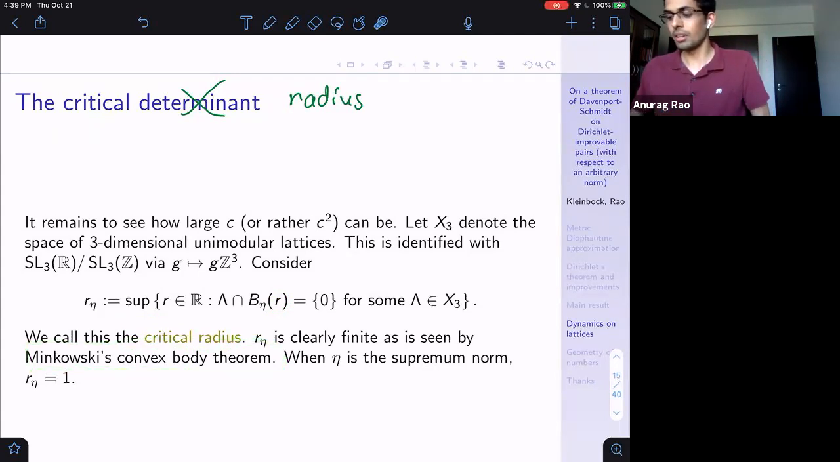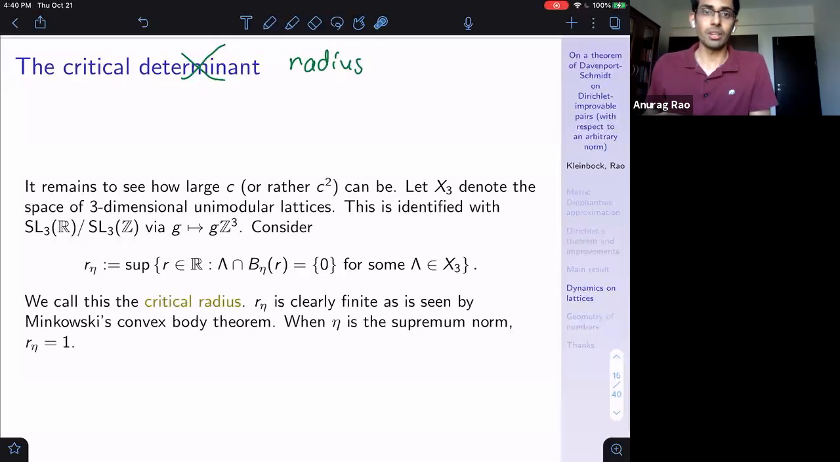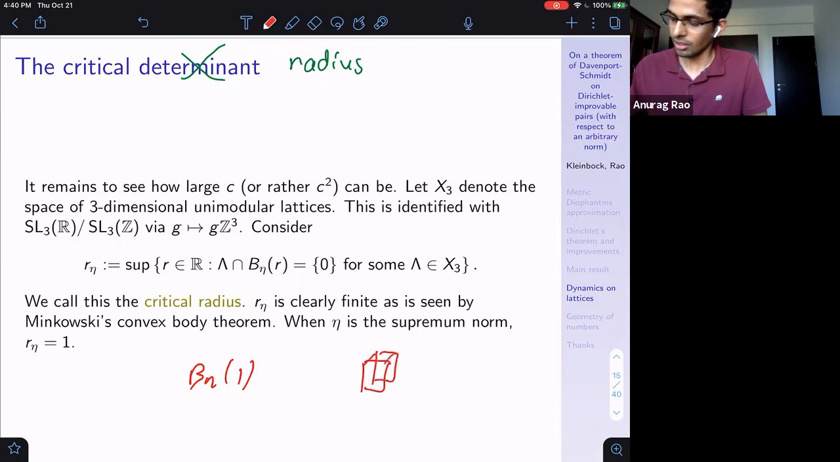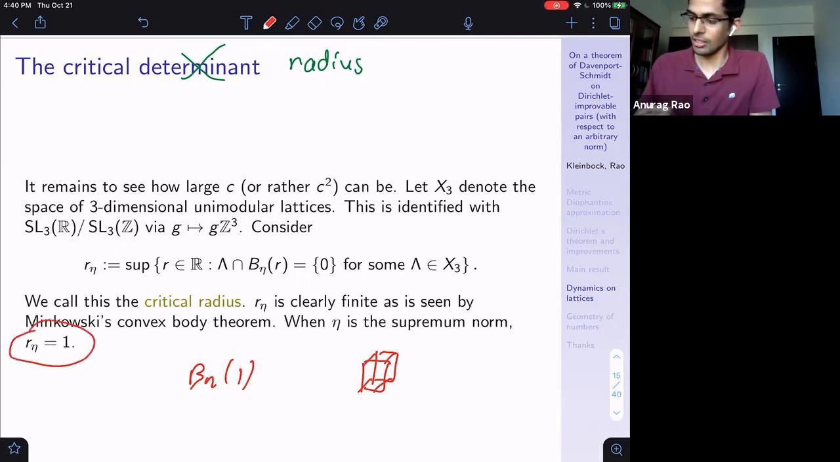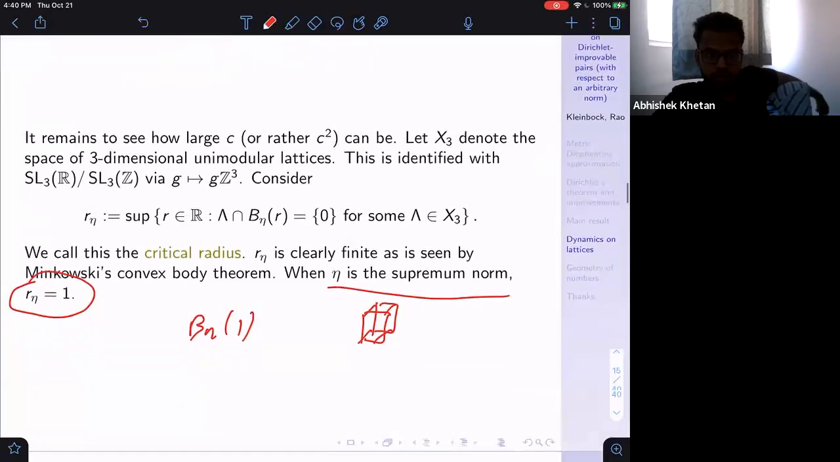If you think about it, when eta is the supremum norm, B eta 1 is just this box, and it has volume 8. So of course the standard lattice is going to intersect this trivially. But if you go higher than that, it has volume greater than 8, so everything is going to intersect it. Is it clear that R eta is 1 when eta is the supremum norm? Yeah, I think it's very clear. Okay, great.